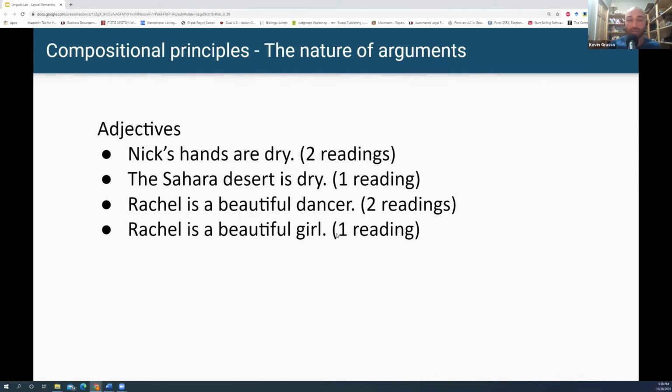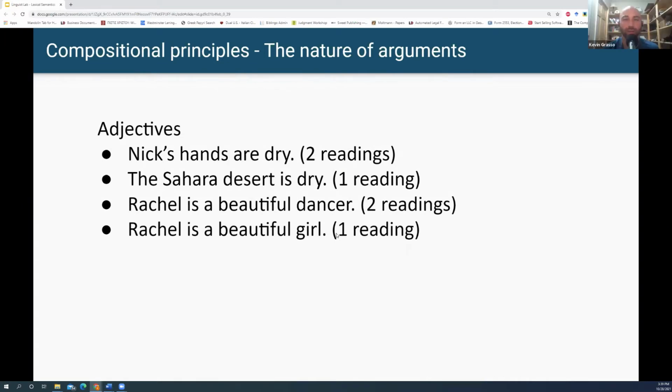Okay, adjectives. So what are you going to be looking for if you're looking at adjectives? So here's just an example of some of the complexities involved. Nick's hands are dry. There are two readings of this. Can anyone tell me the two readings of Nick's hands are dry? It can have to do with wetness and dryness, or it might have to just do with the skin being dry.